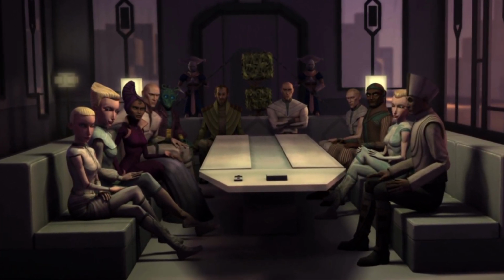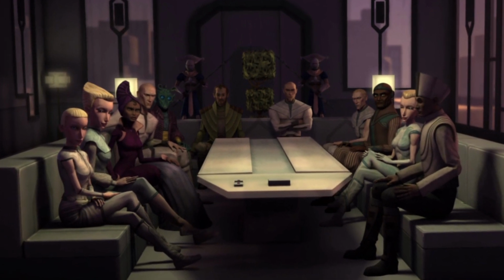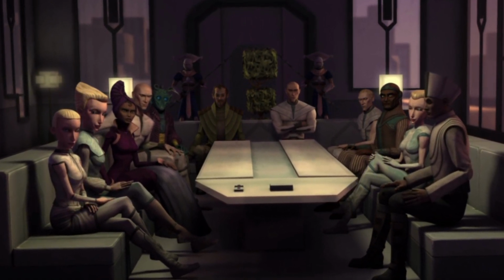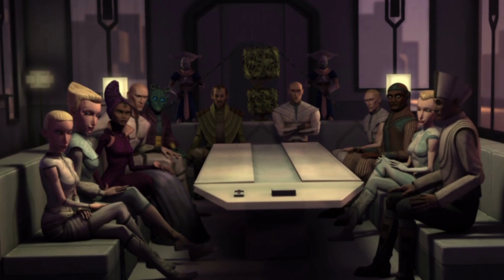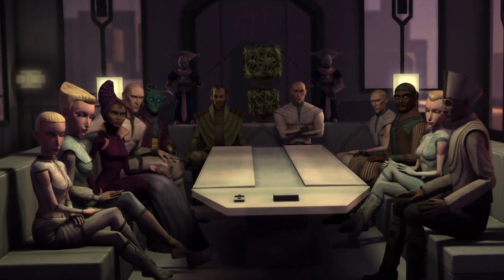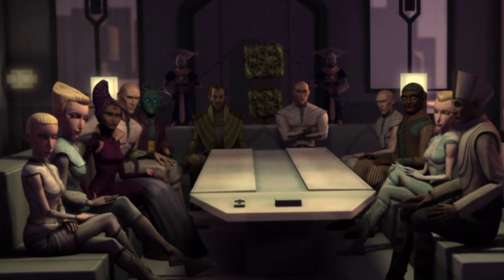Both sides negotiated with the neutral worlds, with the Republic attempting to bring the worlds back into the fold willingly, since taking action against non-hostile worlds would only increase sympathy for the Separatist cause.